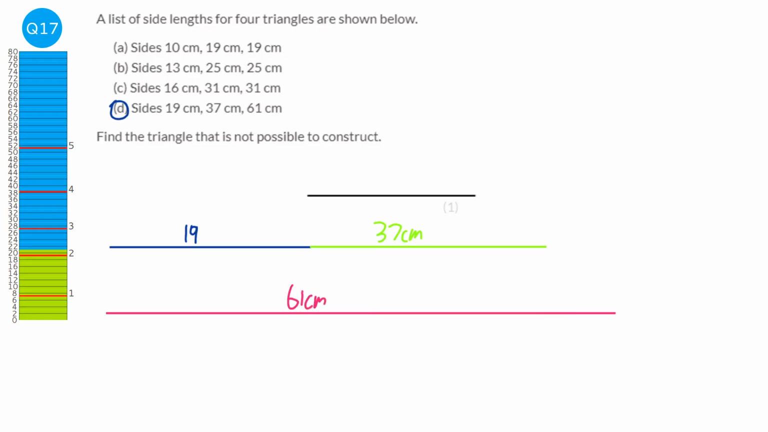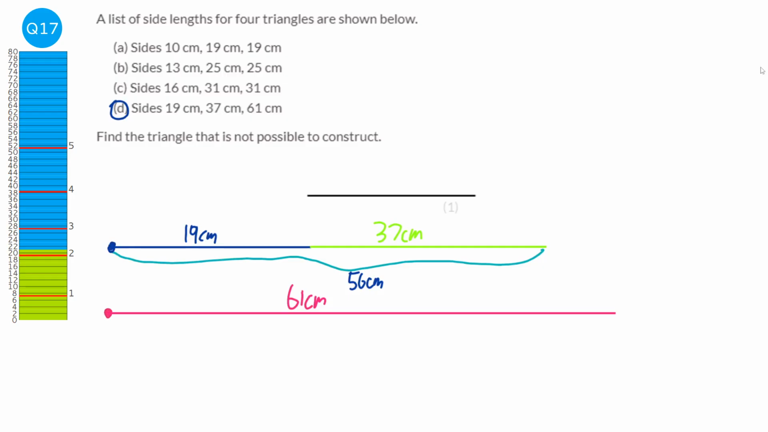Now, looking at the first 2 sticks, the actual combined distance of them, so when we add them together, 19 centimeters plus 37 centimeters, is 56 centimeters. So that's the combined width of them. And you can see that that actually wouldn't be able to create a triangle if the third stick is 61 centimeters.